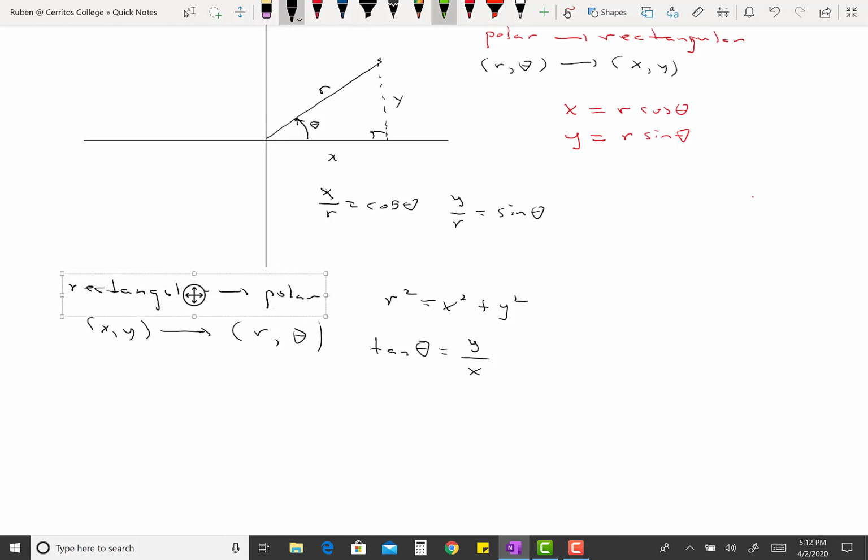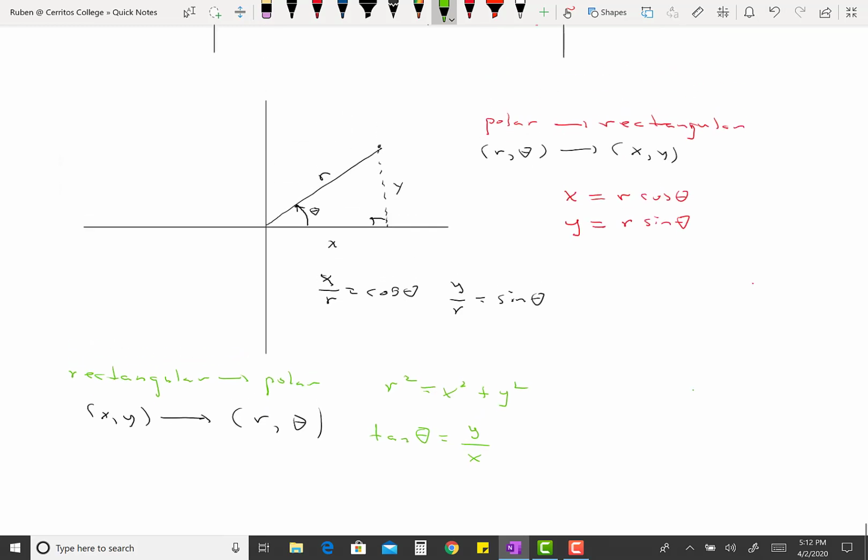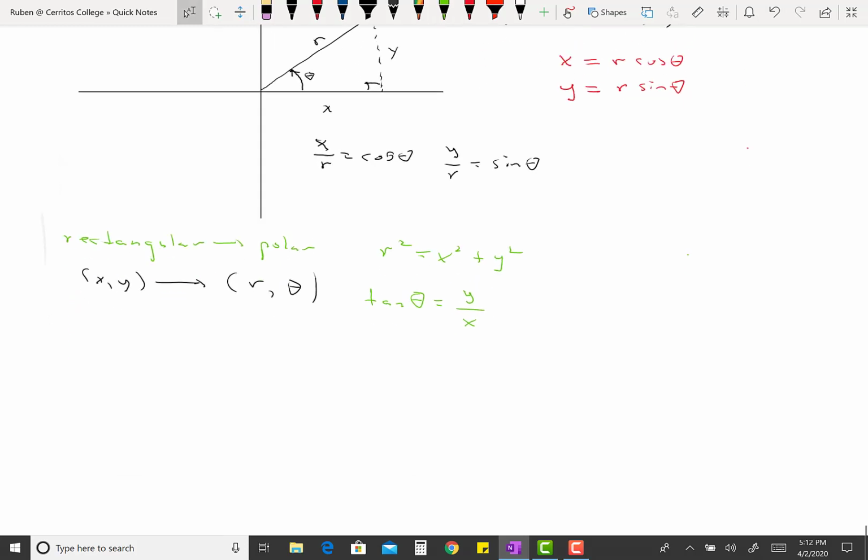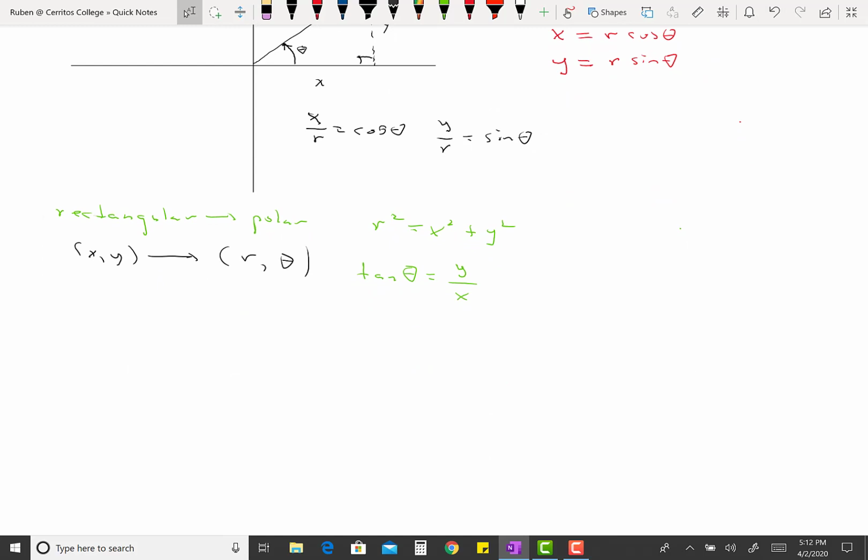So just to highlight where we are at this point, in red are the relationships between R and theta and X and Y that go from polar to rectangular. In green are the relationships between the four quantities that go from rectangular to polar. So as a real quick example here, convert to, let's say, rectangular form. And the point is 2 and pi over 4.